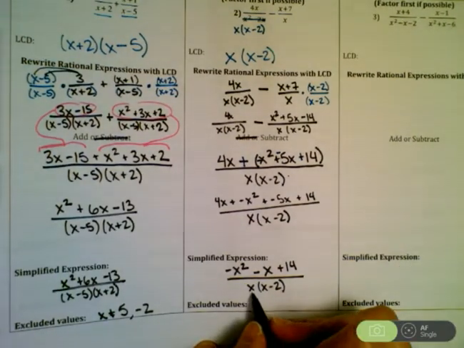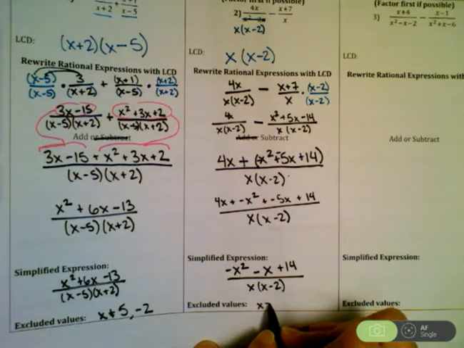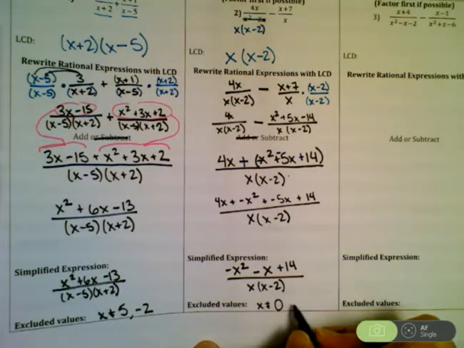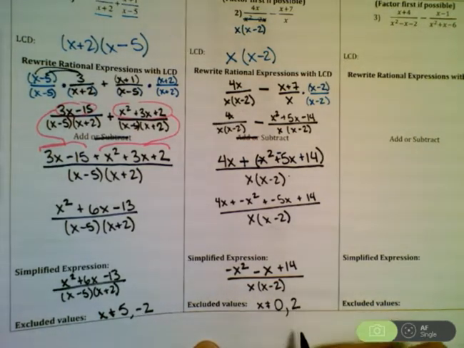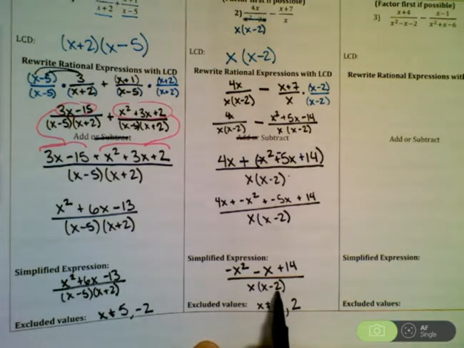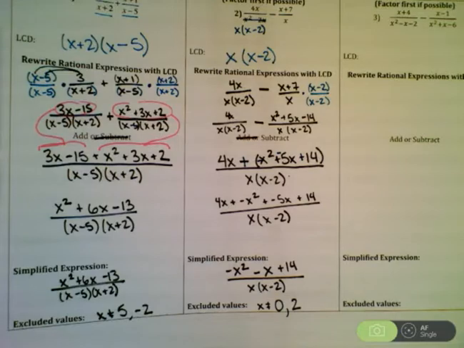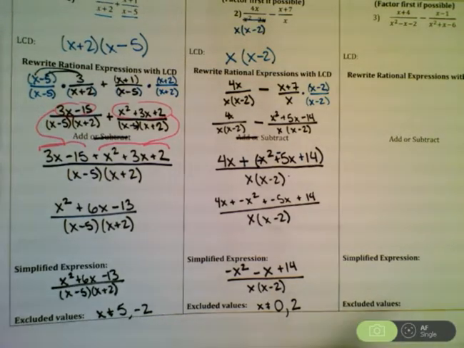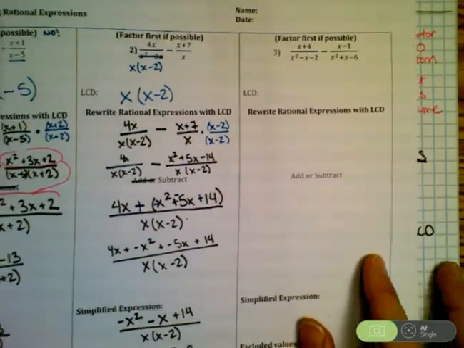Excluded values then, again, come from here. So x can't be 0, right? And x can't be positive 2. The 0 comes from that one. The positive 2 comes from that one. And you're done. So as you can see, it's not really that much new stuff. It's just putting it all together in a slightly different way.